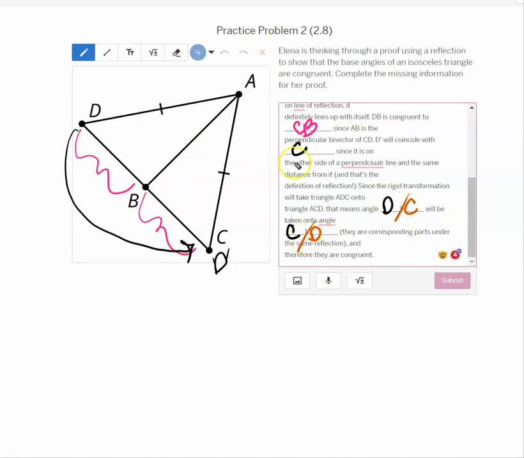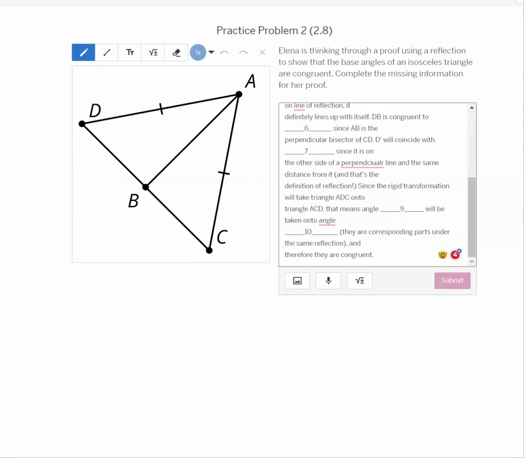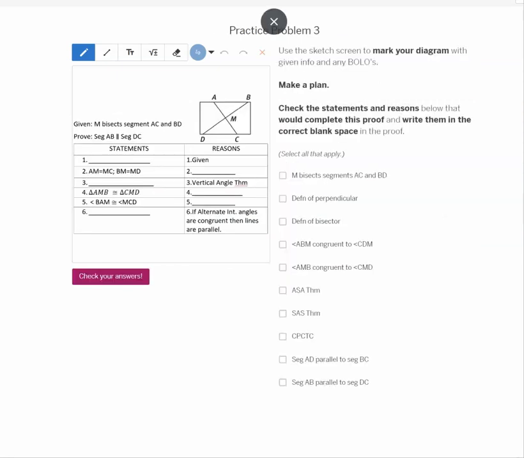So after you fill in all your stuff, just go ahead and hit submit, and you'll also see another sample response. Some of these can have more than one answer. You can always rewind to look at those if you need to. All right, let's go on to the next one. So this is practice problem 3.